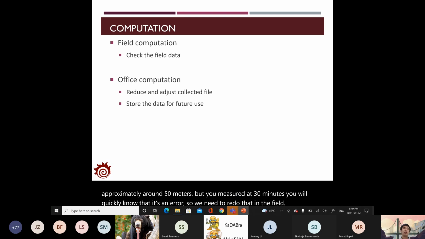After you return to the office, you need to do the office computation. For that, you need to do some further correction of the data that you obtained from the field. And there is a way for you to do the correction. Of course, we're going to introduce how to do the correction in the future.